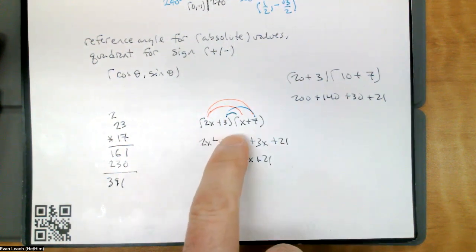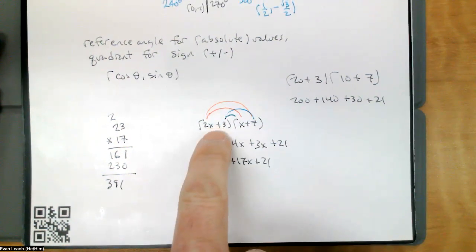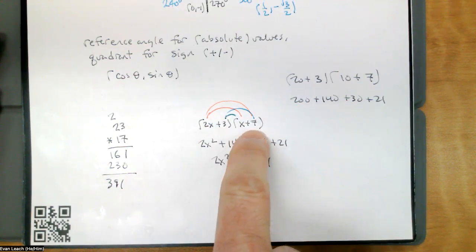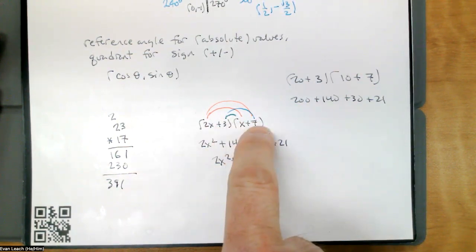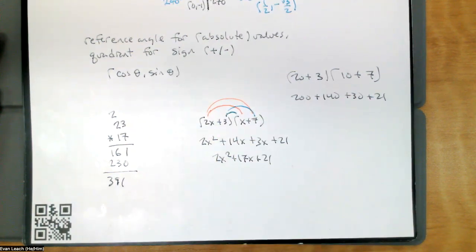Now, if I take this 2x plus 3 and x plus 7, and I make x equal to 10, what is this first number equal to? 23. And I make x equal to 10 over here, and what do we get? 17. And 23 times 17 is how much? 391. So we get 200, 170, and 21. How much is that equal to?